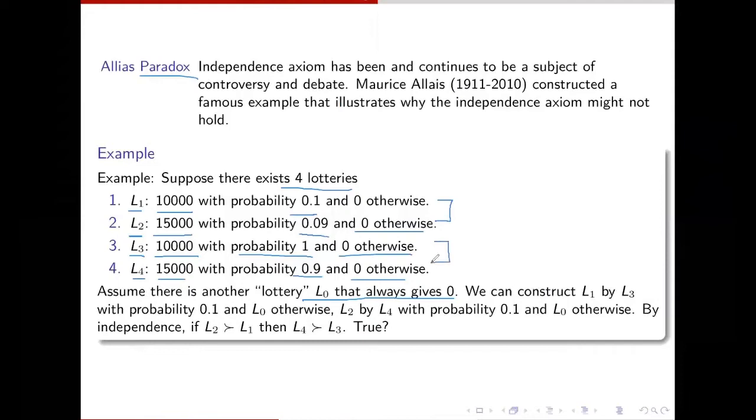Now, how about 3 and 4? This is last year. Some people said this was too little. Let's say this is US dollars, not Hong Kong dollars. $10,000 US dollars for sure, or $15,000 with 90% of the chance. Which one would you prefer, 3 or 4? 3. Four. Okay, there's one 4.